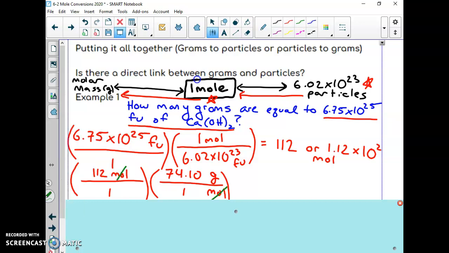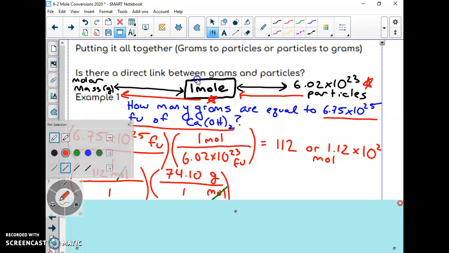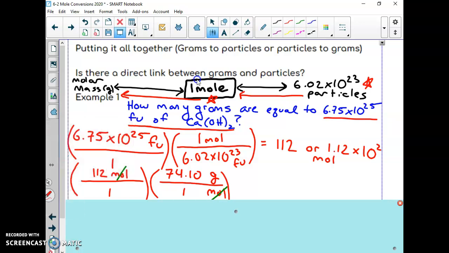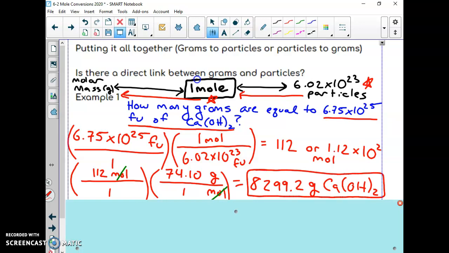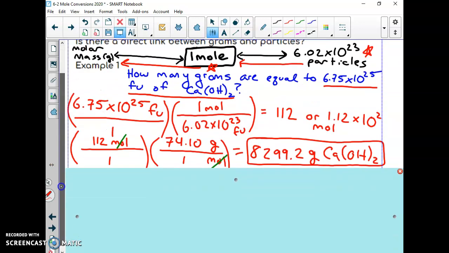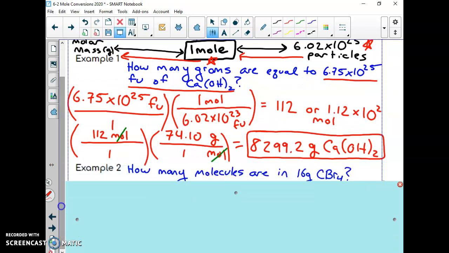So take a look. Moles are going to go away. We are left with grams. And we're just going to multiply these top 2 numbers to get what we need. So 112 times 74.1 gets you 8,299.2 grams of calcium hydroxide, which sounds like a lot. That's a pretty big number, but grams are a pretty small unit of measurement. This is like 3-ish pounds, maybe a little bit more. So nothing too crazy.